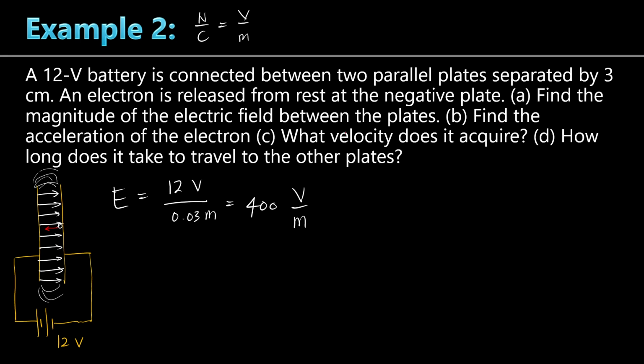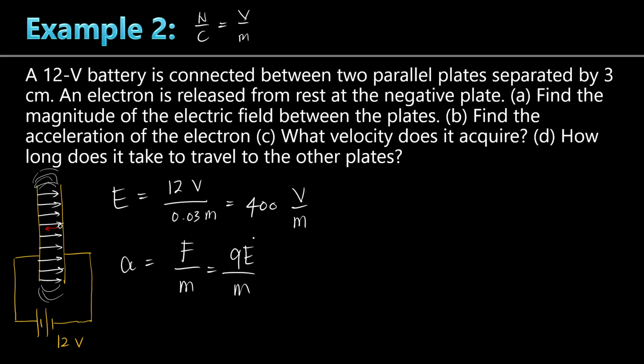Sa letter B, ano daw yung acceleration ng electron? Sir, bakit magkakaroon ng acceleration? Natural, may electric field. Due to the field, magkakaroon ng force. At dahil may force, mayroong acceleration. And that acceleration is equal to the force divided by the mass. Okay? This force is equal to QE.